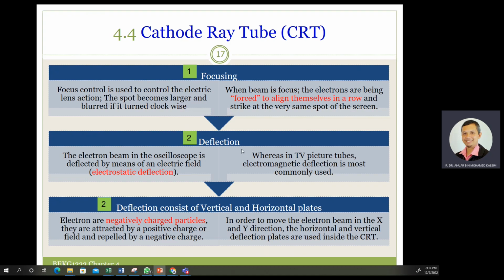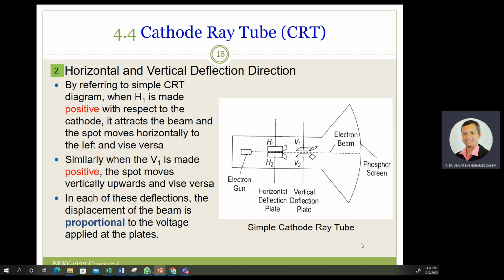In terms of deflection, the electron beam in the oscilloscope is deflected by means of the electric field. We use electrostatic deflection by positive and negative, whereas in TV picture tubes magnetic deflection is most commonly used. For the vertical and horizontal deflection plates, the electrons are negatively charged, therefore they are attracted by the positive charge and repelled by the negative charge. To move the electron beam in the x and y axis directions, the horizontal and vertical deflection plates are used inside the CRT.